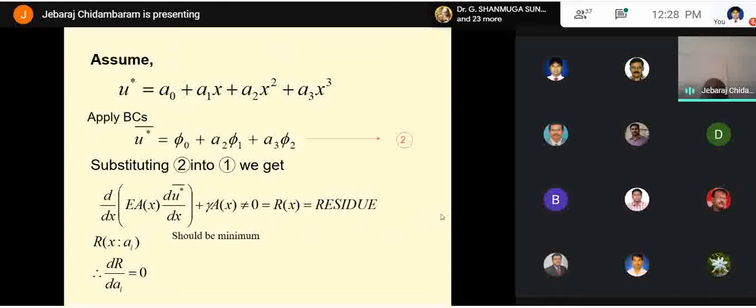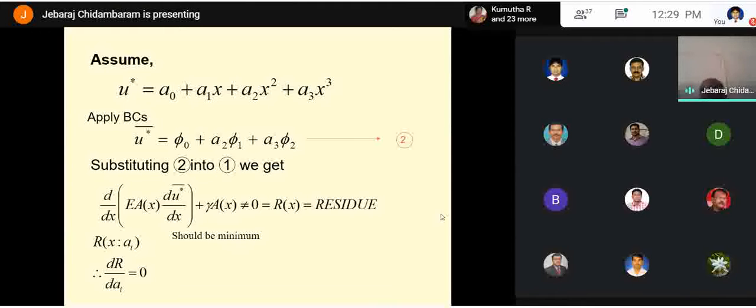If I apply the boundary condition at x equal to 0, u star is equal to 0, because it is fixed. So at x equal to 0, u star is 0, so a0 will become 0. At x equal to L, the reaction force equals the applied force: EA into du by dx equals applied force P, so one more coefficient will go away. So two coefficients are gone, a0 and a1, with the boundary conditions. The remaining are only a2 and a3.